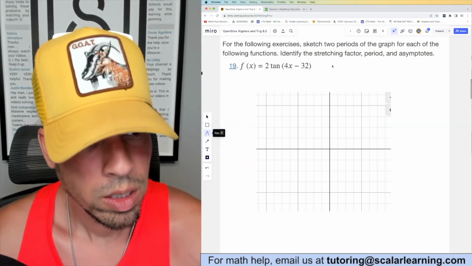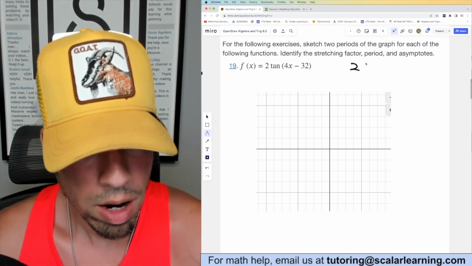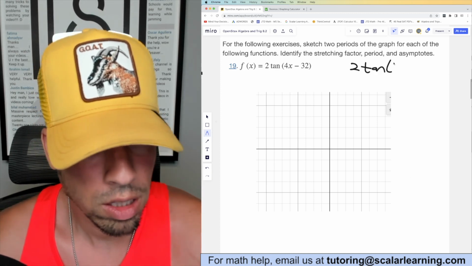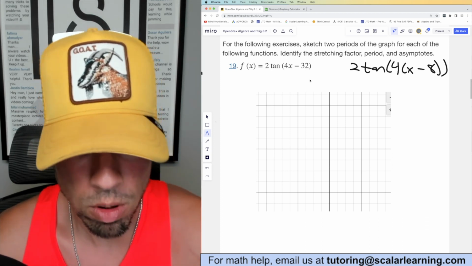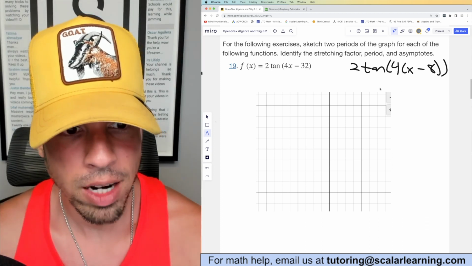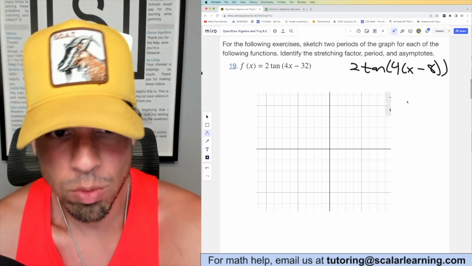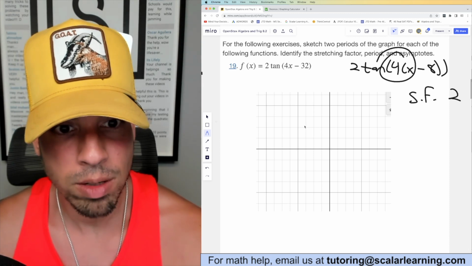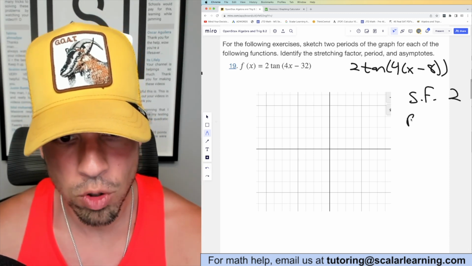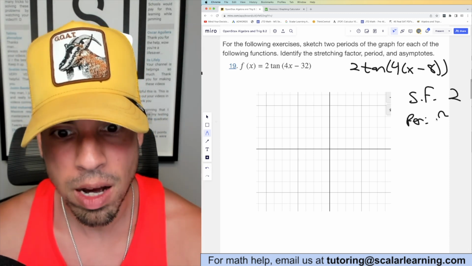Okay, so for this one, we're going to start by factoring the 4 out before we graph anything. So we got 2 tangent, and then we got 4, and then we got x minus 8, right? Because I'm dividing this by 4. What this means is we have a stretch factor of 2. That would be like an amplitude. Normally, the period of tangent is pi, but then we're dividing by that value. So the new period is pi fourths.